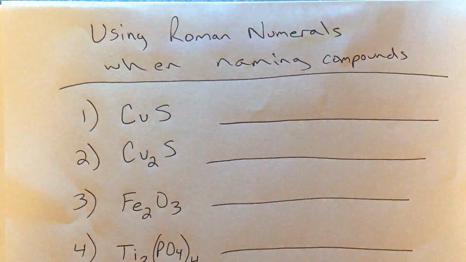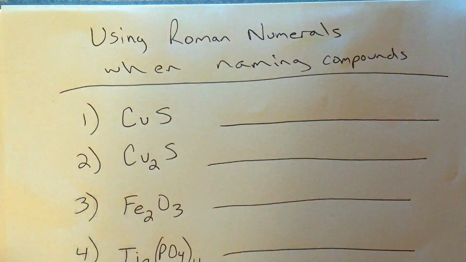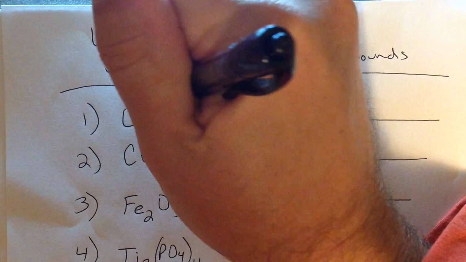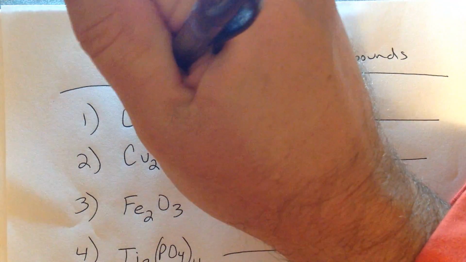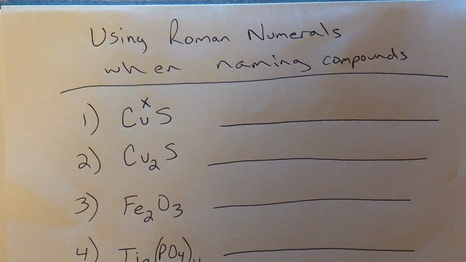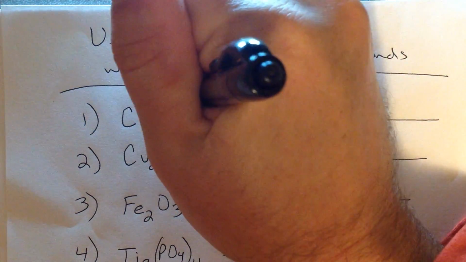So when you see copper, you put your finger on it. Oh wow, it's highlighted. That means it always gets a Roman numeral. So you have to put your X up at the top for the unknown charge. Put your finger on sulfur. You see that it has a -2 charge.